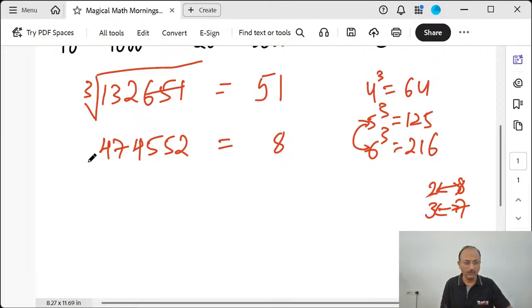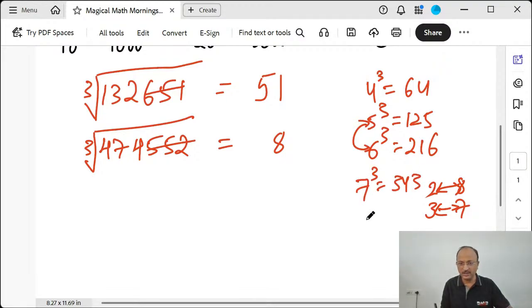Correct? No? Now let's find out its cube root. So these three digits are going with 8. Last digit is 2 means 8. The remaining 474 we have to find out. Like if you take 7 cube, 343, 8 cube, 512. It is lying between 7 and 8.